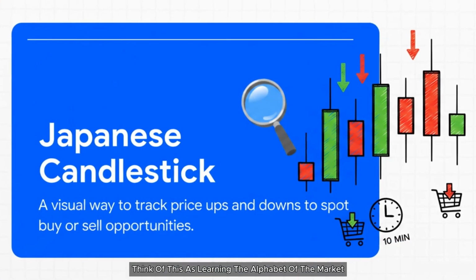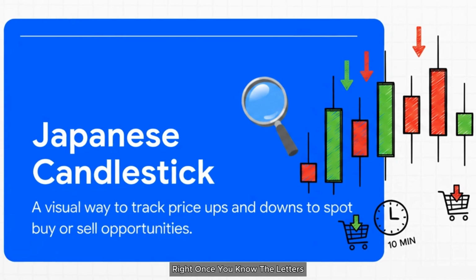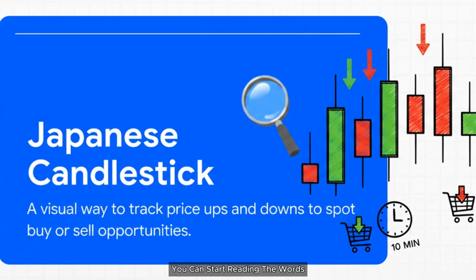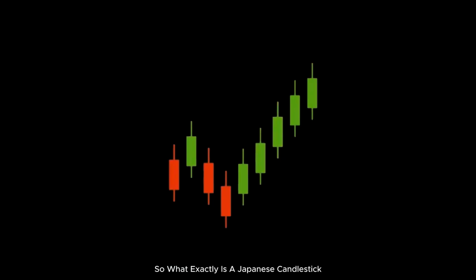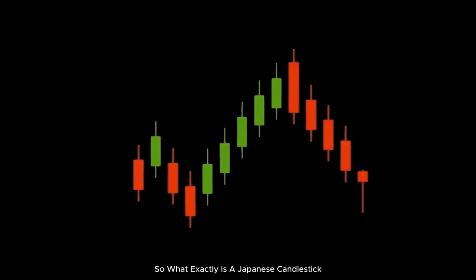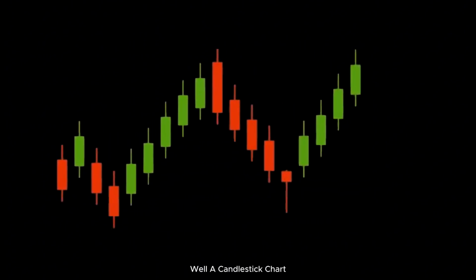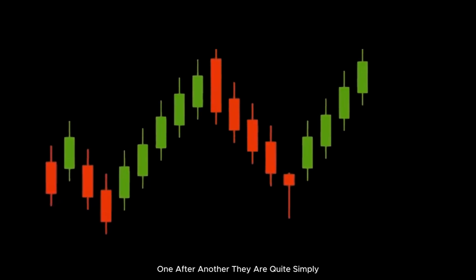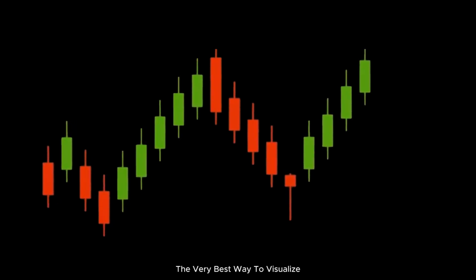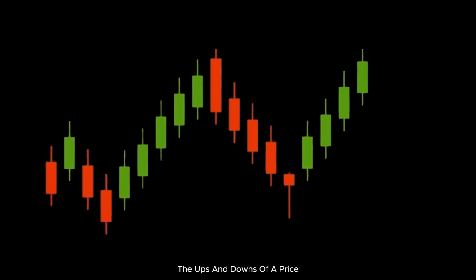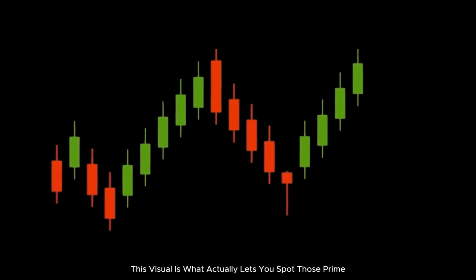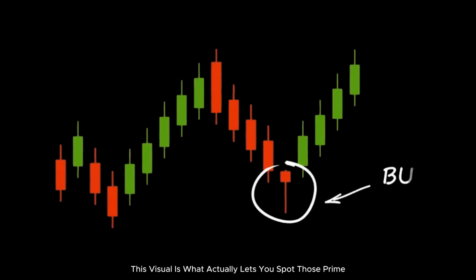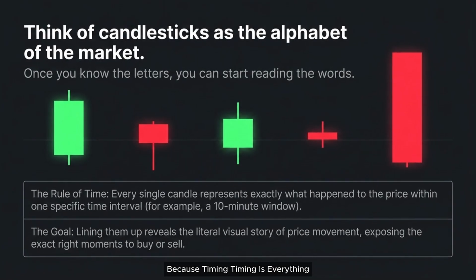Think of this as learning the alphabet of the market, right? Once you know the letters, you can start reading the words. So, what exactly is a Japanese candlestick? Well, a candlestick chart simply lines up these red and green candles one after another. They are, quite simply, the very best way to visualize the ups and downs of a price over time. This visual is what actually lets you spot those prime opportunities to buy or sell, because timing is everything.